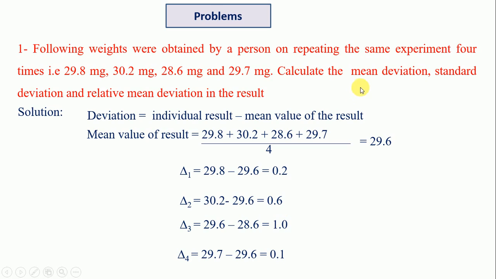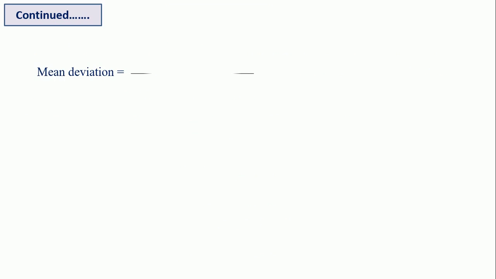So we have already calculated the deviations. Now calculate the mean deviation. Mean deviation means the mean of all these 4 values. So how to calculate the mean of these values? Just add these values and divide by 4, because these are the 4 terms. So 0.2 plus 0.6 plus 1 plus 0.1. So that is the mean deviation. Therefore we can calculate it in this way, and the answer is 0.475. So this is the first result, the mean deviation.